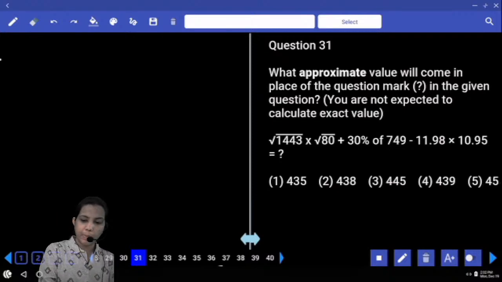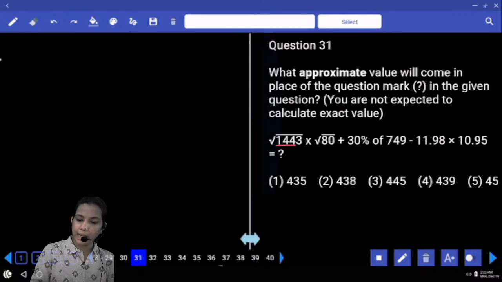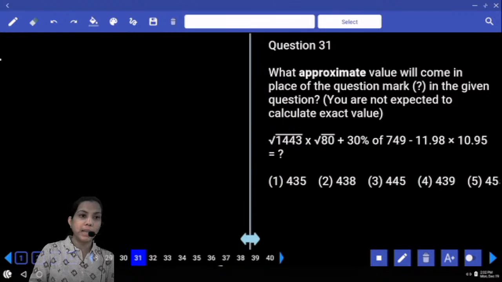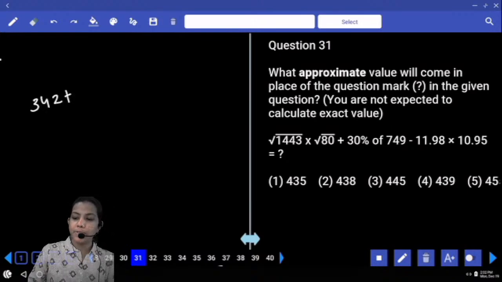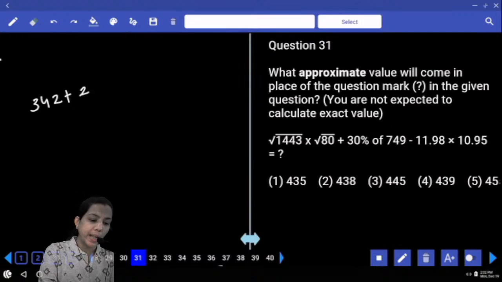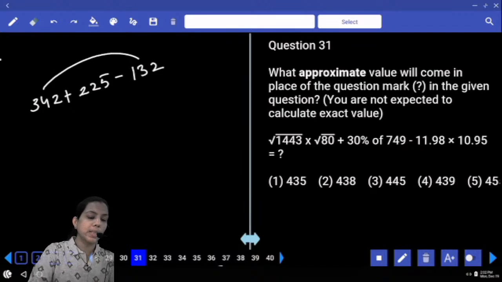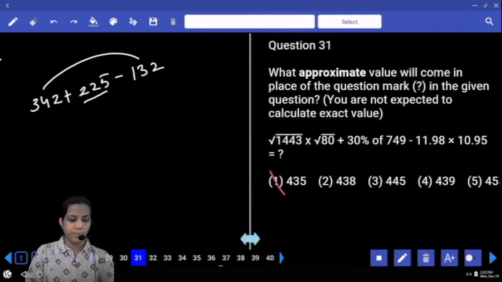It is approximately 38. 38 into 9. 38 nines are 342, and the square root of 80 value is 9. So it is 342 plus 30% of 750, which is 225, minus 12 into 11, which is 132. 342 minus 132 is 210. 210 plus 225 is 435. First option.